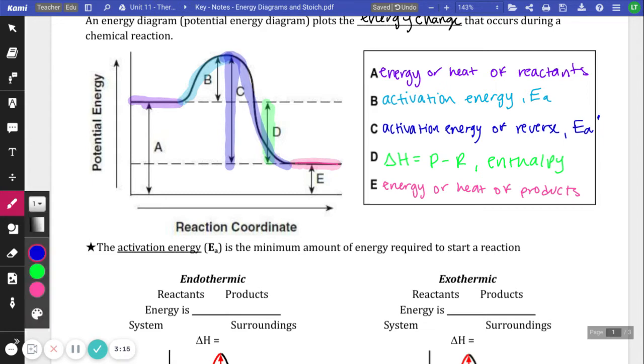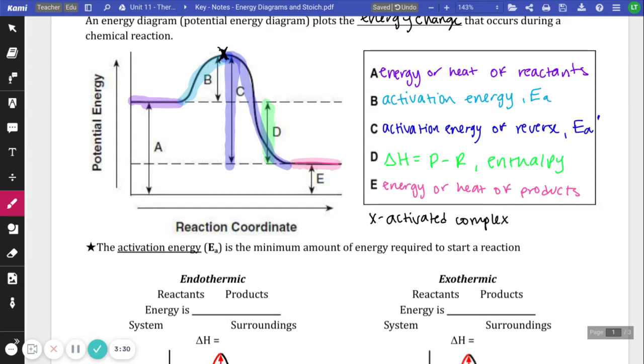I do want us to label one more point on our graph, and that's going to be up here at the very top. I'm going to put a little X on it, and X is known as our activated complex. It's just the very topmost point on our energy diagram of our activation energy. It's called the activated complex.